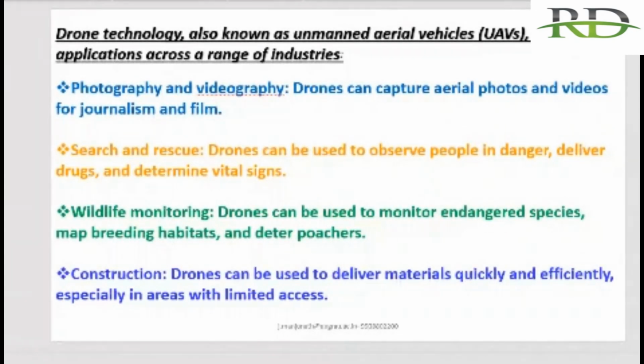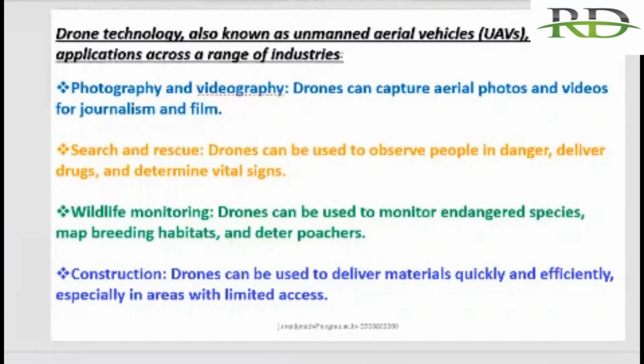Drone technology can be used in various applications and a wide range of industries. First, photography and videography, especially aerial photo shots and videos for filmmaking. Then search and rescue: drones can be used in dangerous places, and also to deliver drugs and for rescue. Drones can be used for wildlife monitoring, to detect wild species, and for mapping of wildlife.